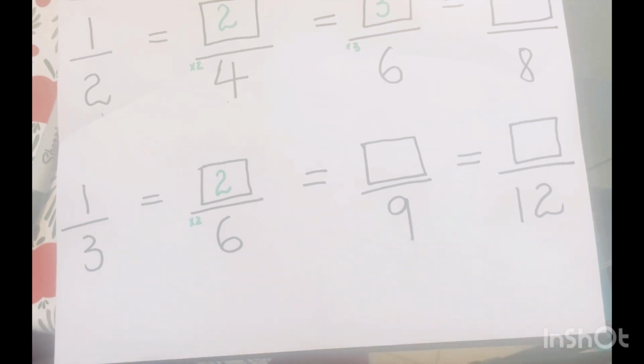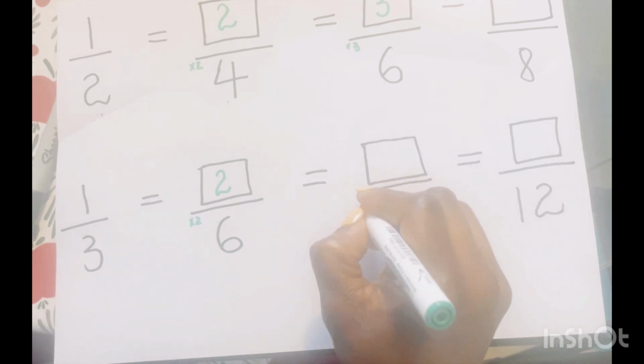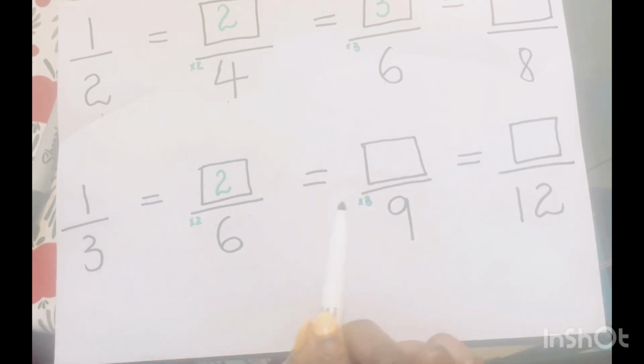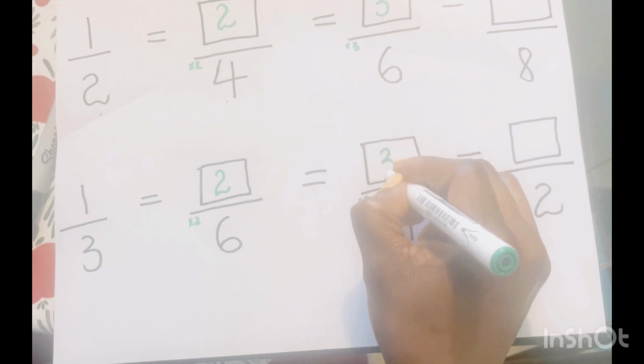So let's go to this one now. How many times can we get 3 out of 9? Or we can ask ourselves, what number can we multiply 3 by to get 9? And if we go to our multiplication table again, we will see that that is 3. So let's just put this here. 3. So if we say 3 times 3, that gives us 9. And 1 times 3, that gives us 3.